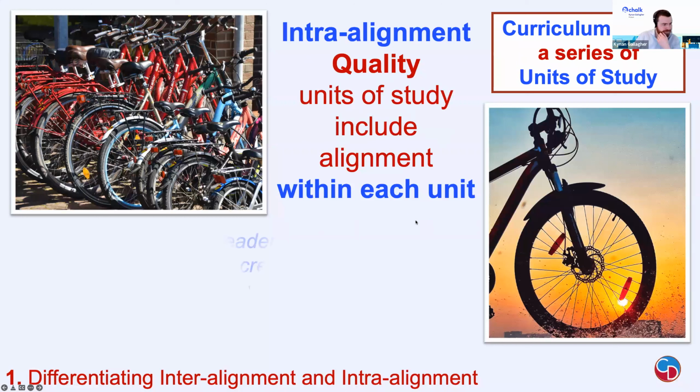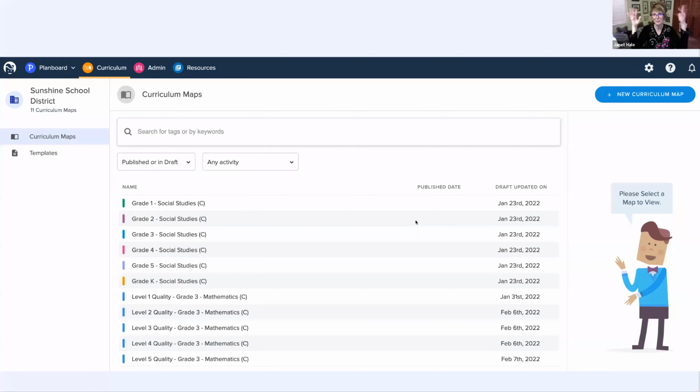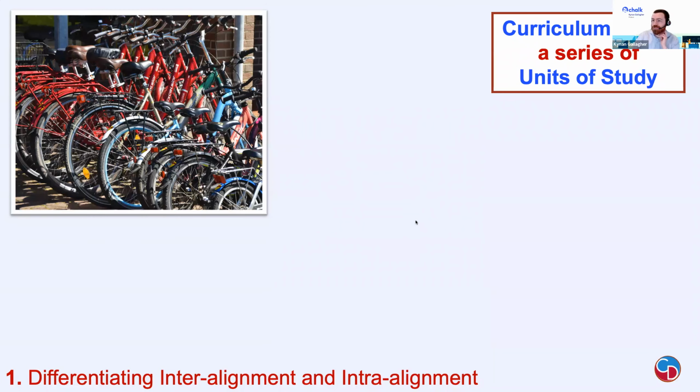So in an actual unit of study, remember a curriculum map. Oh, you went forward. I didn't touch anything. My hands are up here. Here we go. Is this good? There you go.